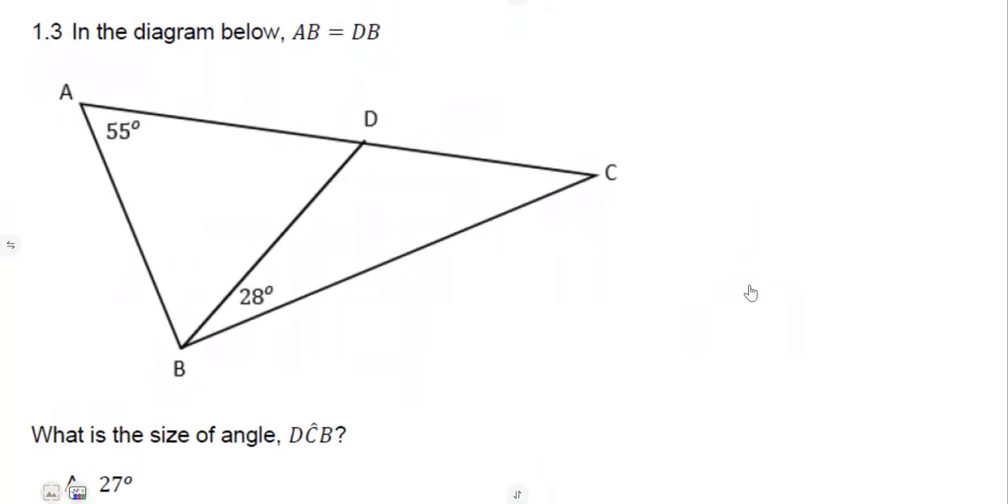Let us move on to 1.3, where we are actually given a triangle which is divided into two other triangles inside. Then they told us that in the diagram, AB is equal to DB. These two are equal.